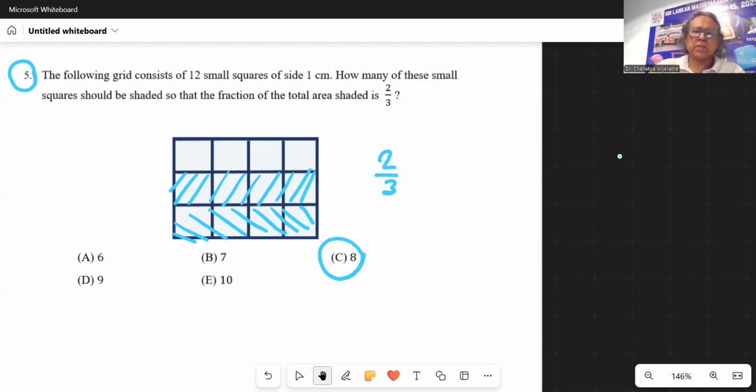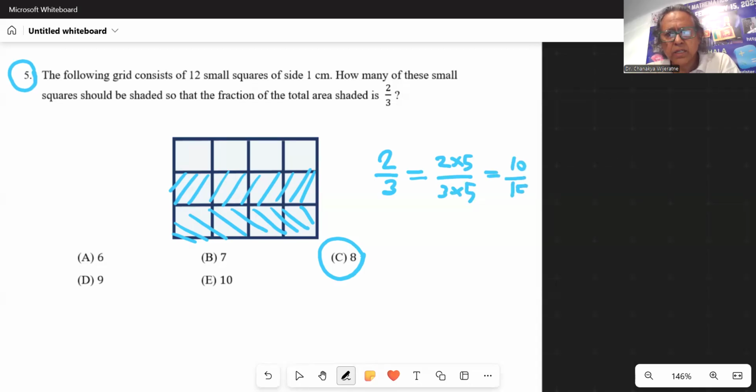Now you can also do this differently. So if you have no knowledge about fractions, the 2/3 actually is equivalent to, so what I'm going to do is that if you multiply both top and bottom by any number, you get an equivalent fraction equivalent to this 2/3. For example, I can multiply it by 5, still I get an equivalent fraction. So I get 10/15.